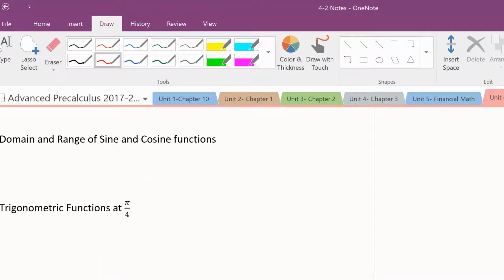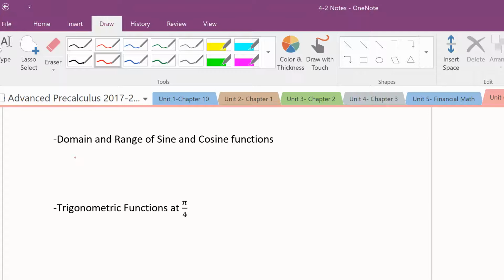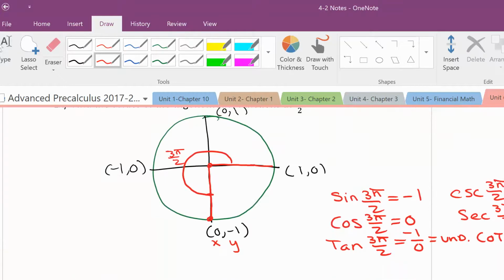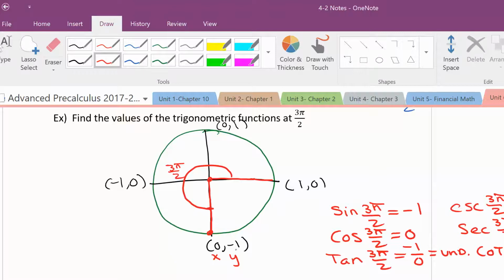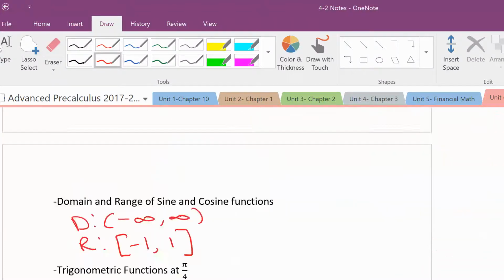The domain and range of sine and cosine. The domain: you can find the sine and cosine for any angle. The range is always between -1 and 1. Because think about a right triangle, the hypotenuse always has to be bigger than the opposite or adjacent, so that limits it to less than 1. And then on the unit circle, the biggest x value is going to be 1 and the smallest is -1.